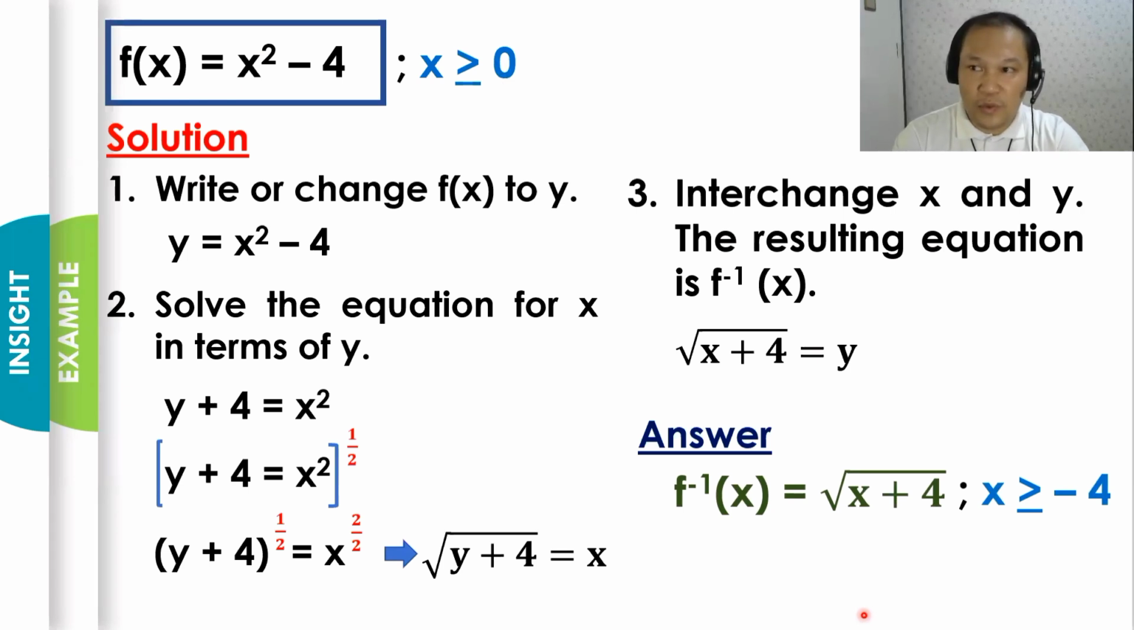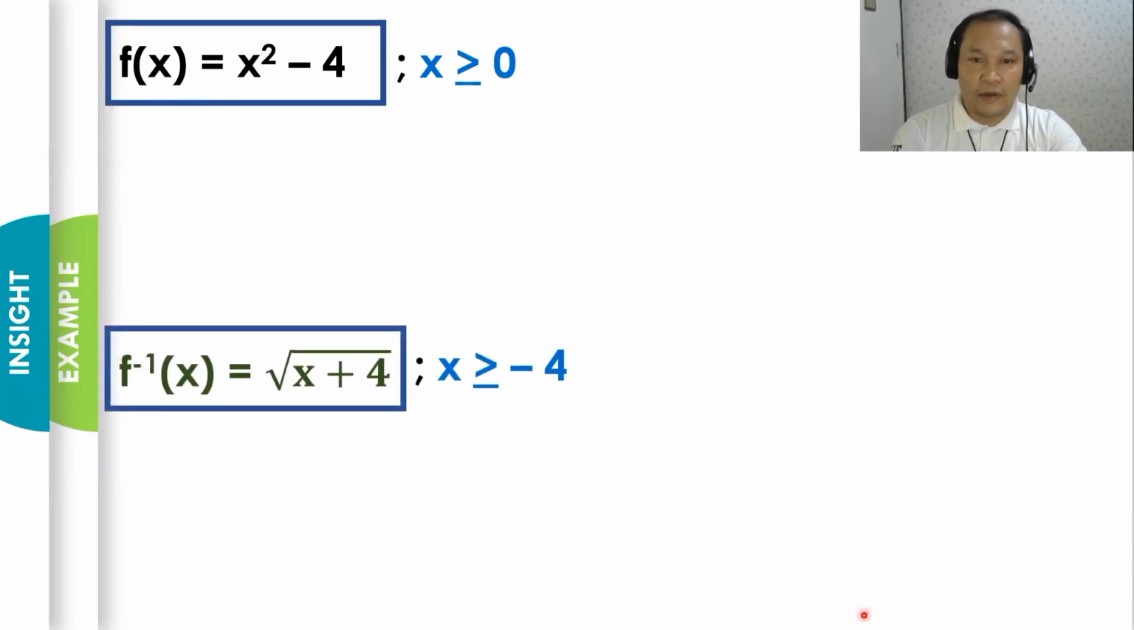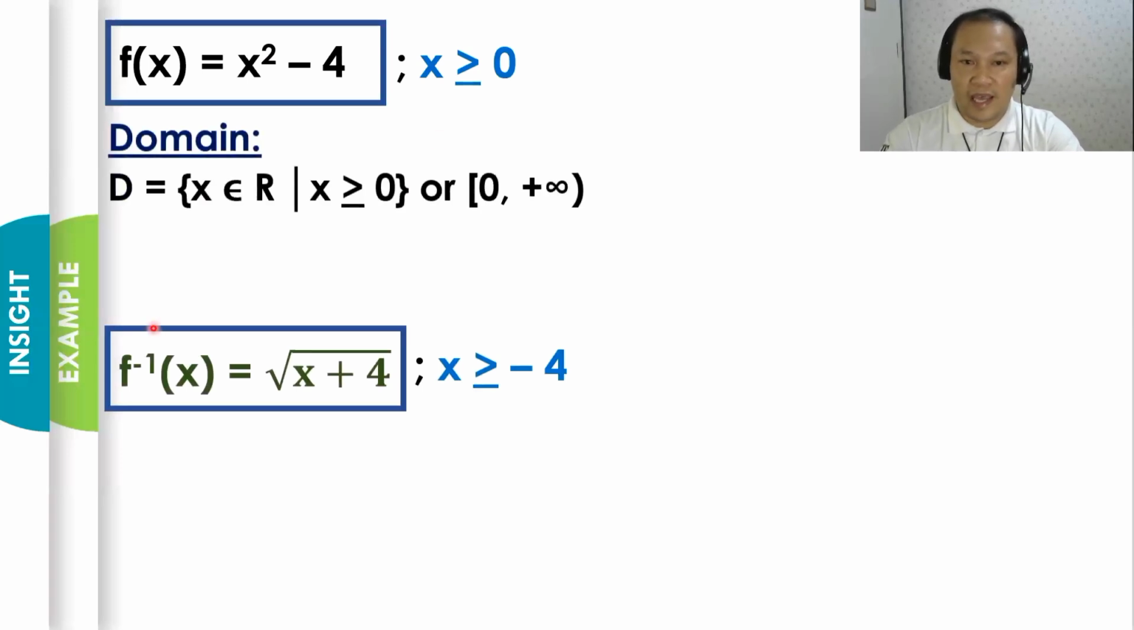Now, the question here is, what will be our domain and range? Okay. Now, the domain and range for the given function, f of x is equal to x squared minus 4, since we do have a restriction for x, which is greater than or equal to 0. Therefore, our domain will be x is any real number, or x is an element of a real number such that x is greater than or equal to 0. By notation, we have bracket 0 to positive infinity.